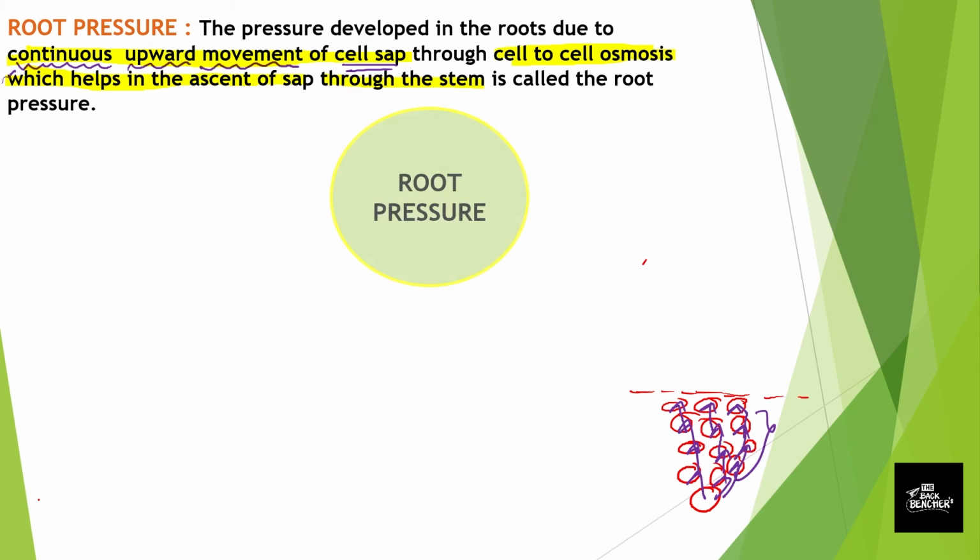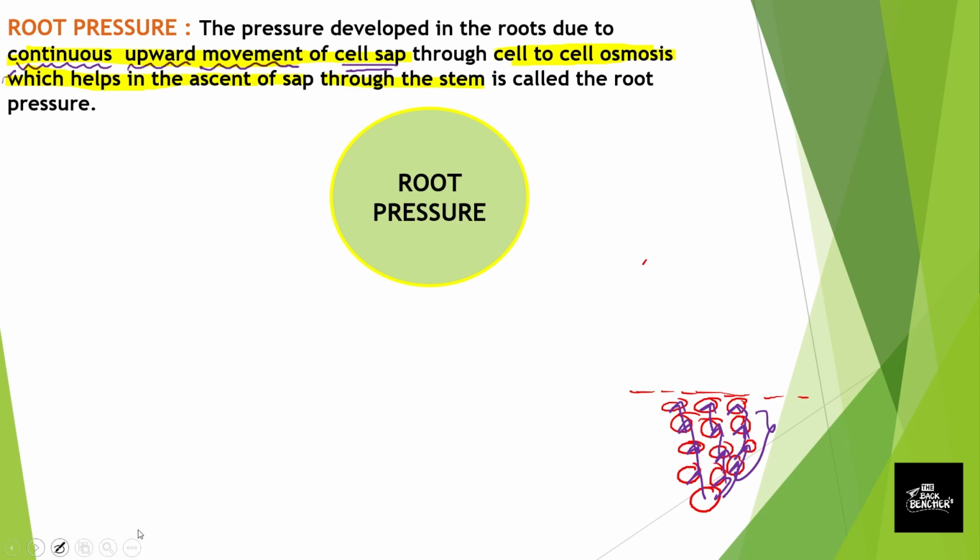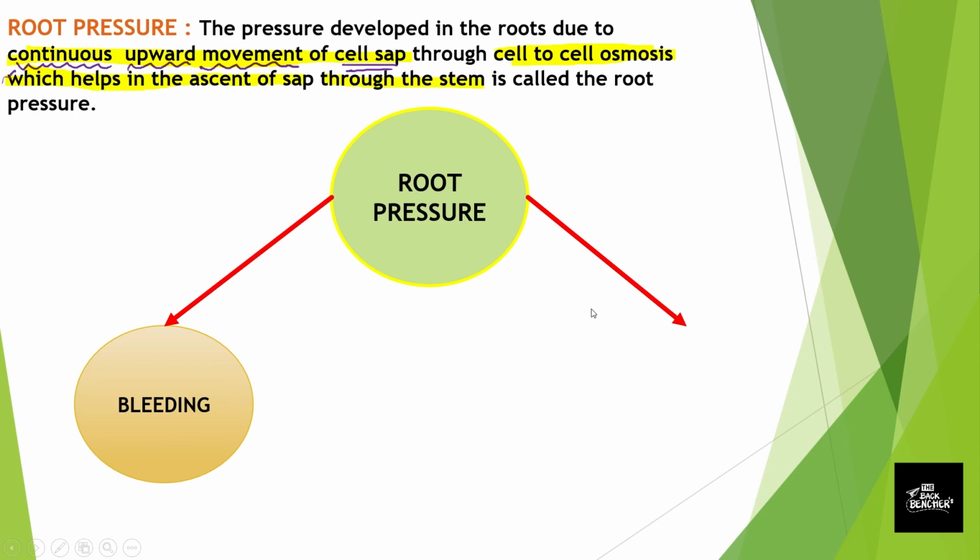Now root pressure causes two types of phenomena. What are those phenomena? Firstly, we have bleeding, and second is guttation. Let me remove this so that you can see the guttation part. So the first phenomenon is bleeding and the second phenomenon is guttation. We are going to be discussing these two phenomena now.